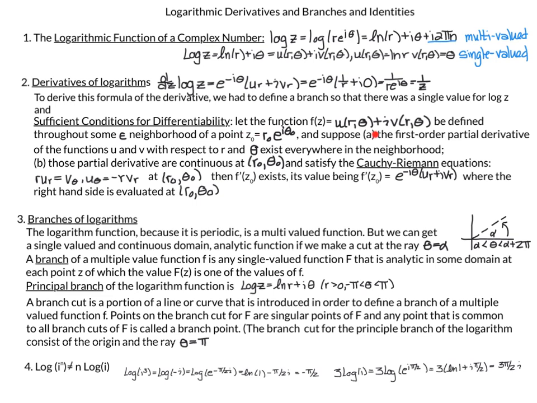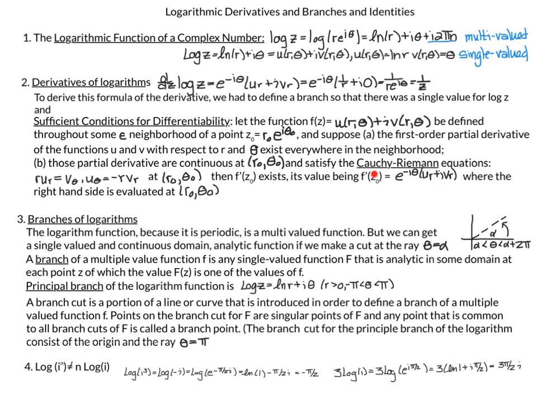And the two conditions are that the first order partial derivatives of the function exist everywhere, and the second is that those partial derivatives are continuous and satisfy the Cauchy-Riemann equations. So we showed that here. And then the last part of this theorem tells us that if the derivative exists, its value is equal to e to the minus i theta times the partial derivative of u with respect to r, plus i times the partial derivative of v with respect to r.